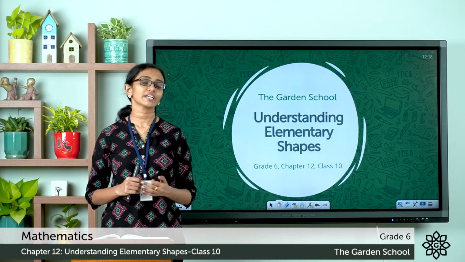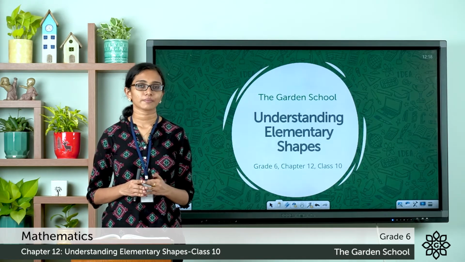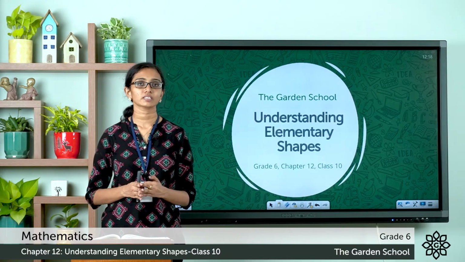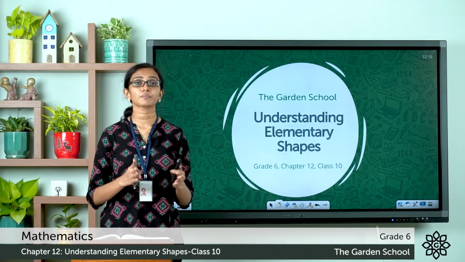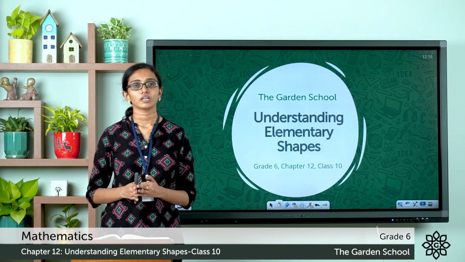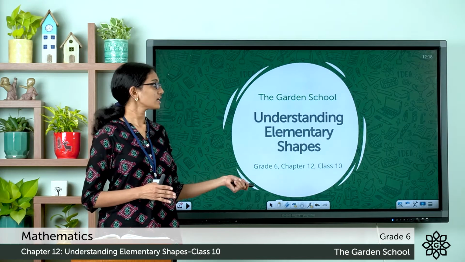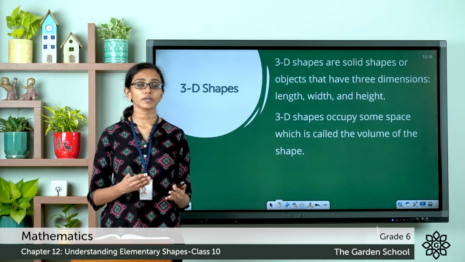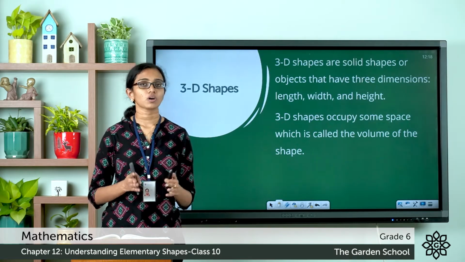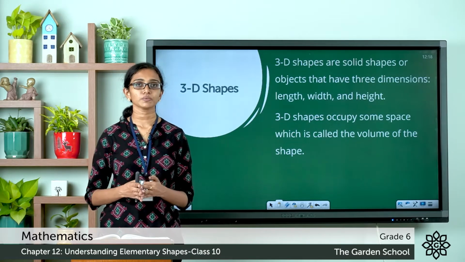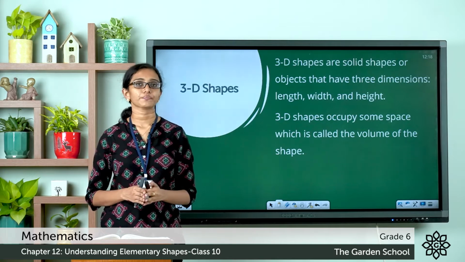Let's talk about 3D shapes today. 3D shapes are three-dimensional shapes. So as the name indicates, such shapes have 3 dimensions. Dimensions means the measurements of the shape. So which are the 3 dimensions of 3D shapes? These are the length, breadth or width, and the height or the depth. So 3D shapes or three-dimensional shapes are those shapes which have 3 dimensions such as the length, width and height.